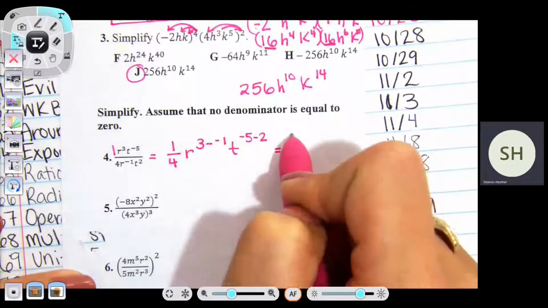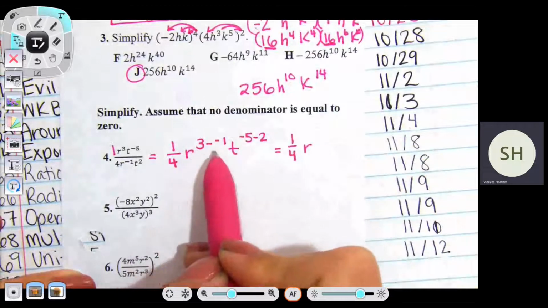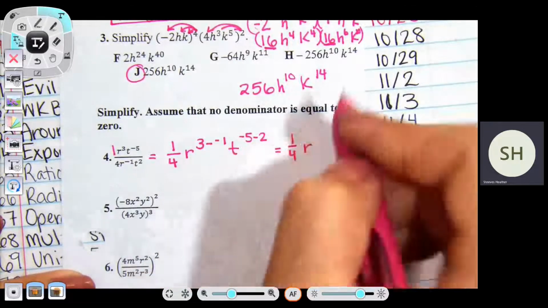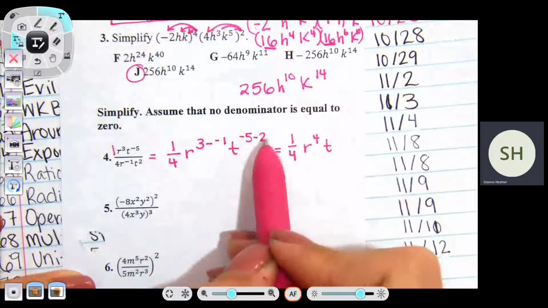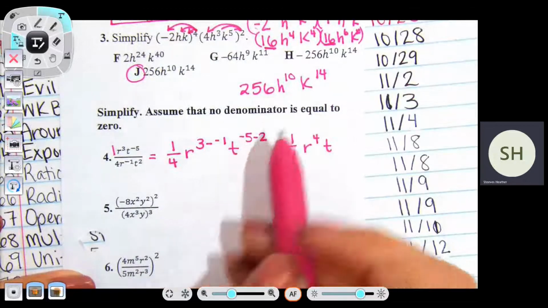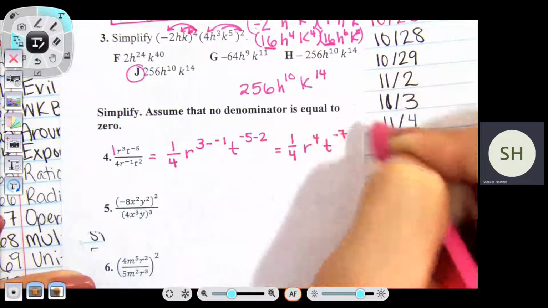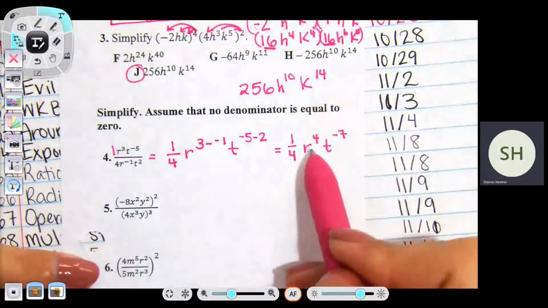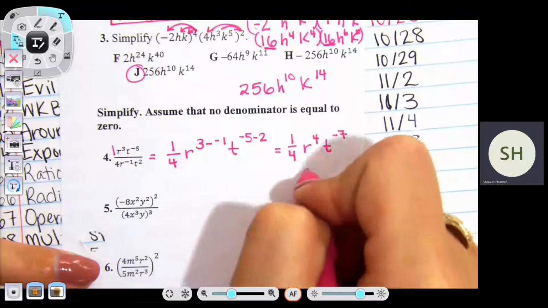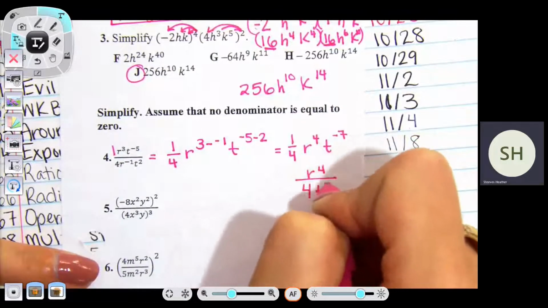So if I rewrite this, I have 1/4 r, 3 minus -1. When you're subtracting a negative, it's really just adding, so you get +4. And then t, you have -5 minus 2 more. So you're subtracting from a negative, so you're getting a smaller number, so technically a bigger negative. Now, in this case, you have to put positive exponents in the numerator, negative exponents in the denominator. So this is a positive, so it's going up in the numerator. So r to the 4th divided by 4, t to the 7th.